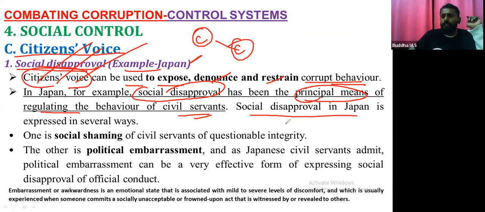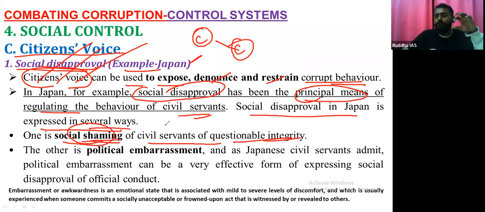Social disapproval in Japan is expressed in several ways. What are these ways? One, social shaming of civil servants of questionable integrity. Means at the societal level, the civil servant is made to be ashamed of the things he has done. The other is political embarrassment. As Japanese civil servants admit, political embarrassment can be a very effective form of expressing social disapproval of the official conduct. So political embarrassment means the pressure from the legislature, executive, political.